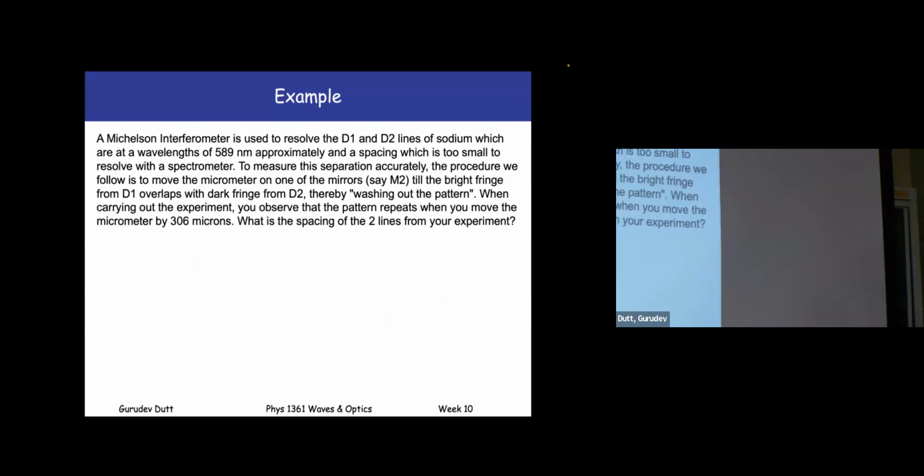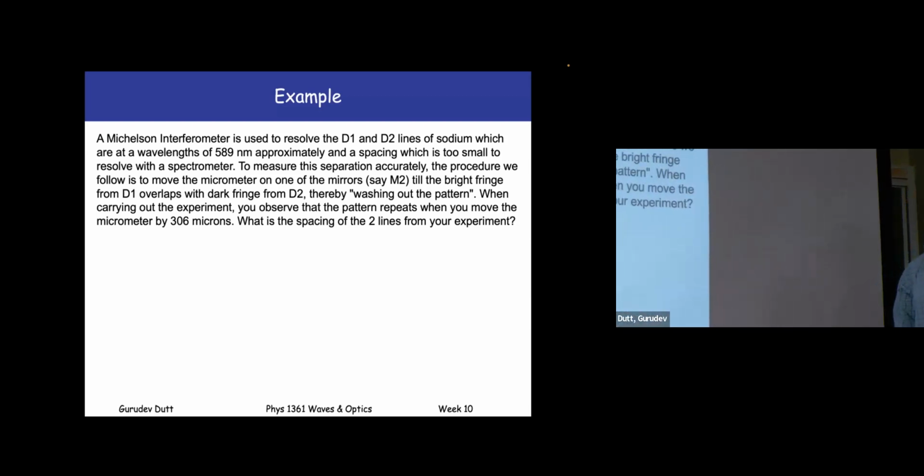So a Michelson interferometer is used to resolve the D1 and D2 lines of sodium, which are at a wavelength of approximately 589 nanometers. And there's a spacing between the two D1 and D2 lines. Again, another application for Michelson is stellar spectroscopy. For example, if you have atomic lines from some star that you want to resolve, you can use the Michelson interferometer. But coming back to this problem, to measure this separation, which is too small to be resolved directly with a typical spectrometer, like the ones you might have used in your first or second year lab with a prism, we follow the following procedure.